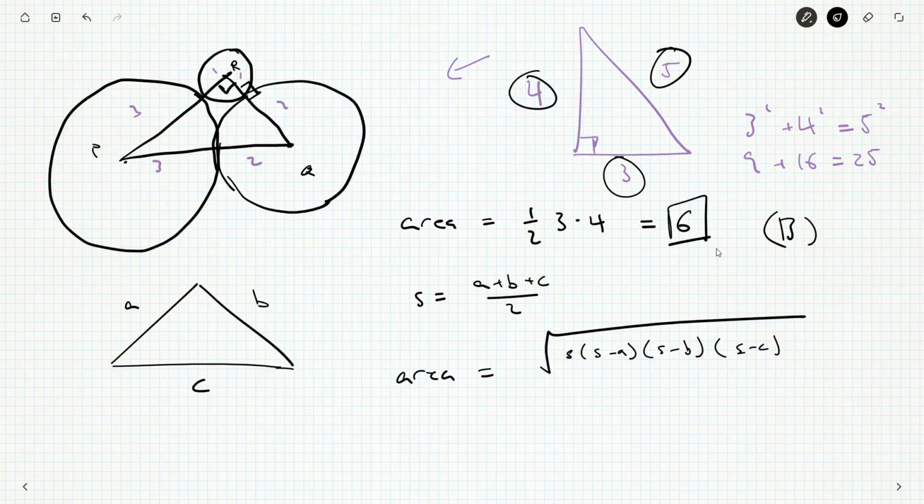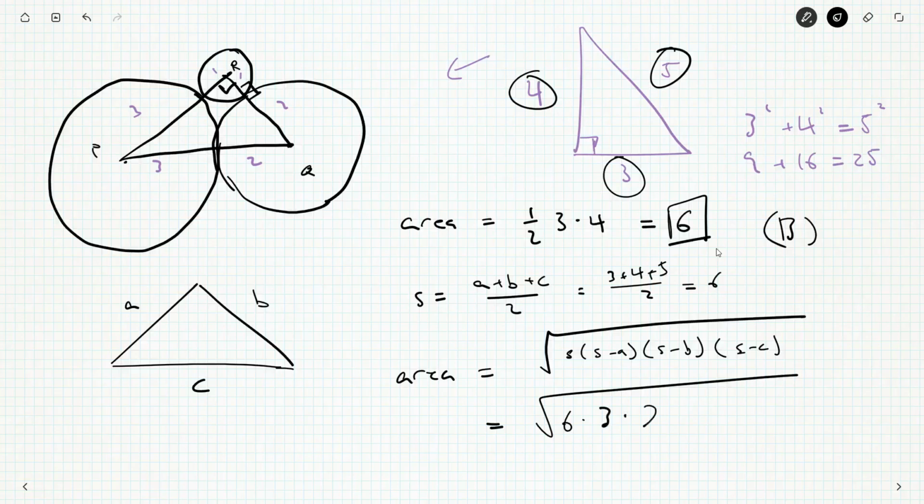So let's just quickly try it out with these numbers. So 3, 4, and 5. That adds up to 12, so S is going to be 6. So we'll get square root of 6 times 6 minus 3 is 3, times 6 minus 4 is 2, times 6 minus 5 is 1. Square root of 36 is going to be 6. So yeah, this is Heron's formula. There isn't anything I needed to add on to the front of that. Okay. So, fantastic. There we go.